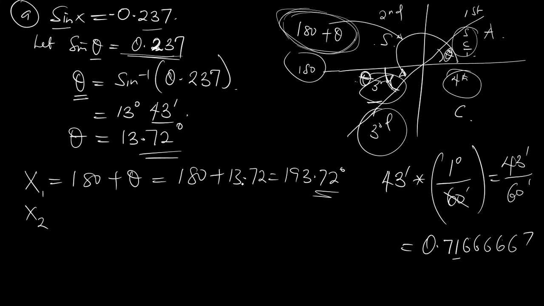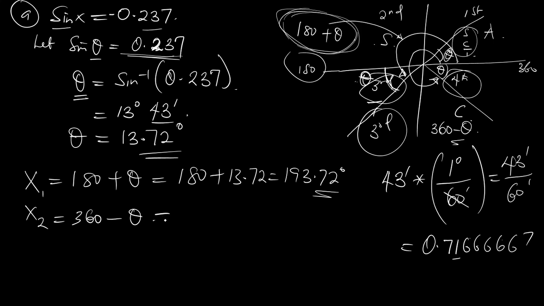The second one: it's also negative at this quadrant. Here you now have a reference angle, the acute angle theta. From here to here, where here is 360, will be 360 minus theta. So that is the reference angle. So the second solution should be 360 minus theta. The second angle where sine is negative is 360 minus theta.